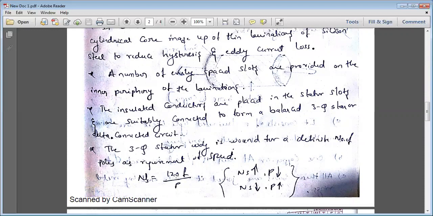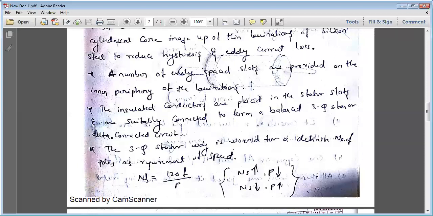So 120 indicates the phase angle between R and Y, Y and B, and B and R. That is, 120 is for the balanced three-phase winding, so it is fixed; it cannot be changed. F is the frequency, the input frequency to the induction motor, which is directly proportional to the speed of the machine. So if the frequency varies, then obviously there is a change in the speed. But in the denominator, there is P, which means the number of poles.